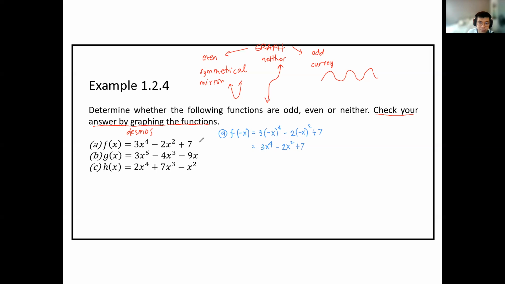So if you try to compare the final answer here against this one, you can say that the function has not been reversed, di ba? The operations have not been reversed. So meaning this one is an even function. So therefore, f of x is an even function. So it's easy, you just try to replace it with negative x, then if the resulting equation is the same as the original one, that one is an even function.